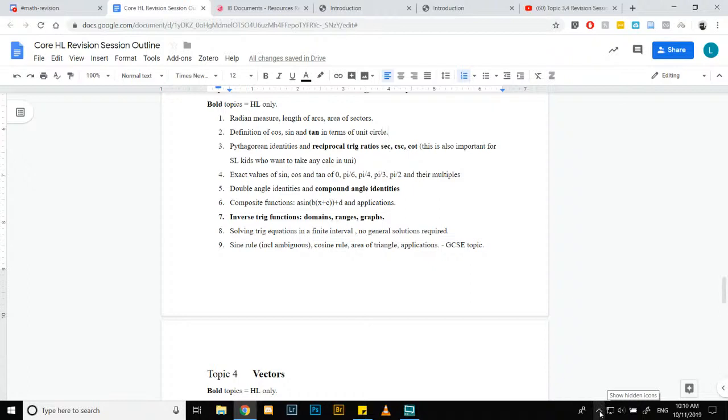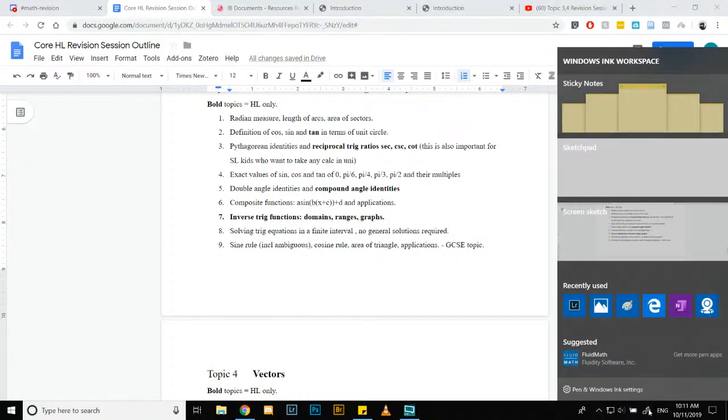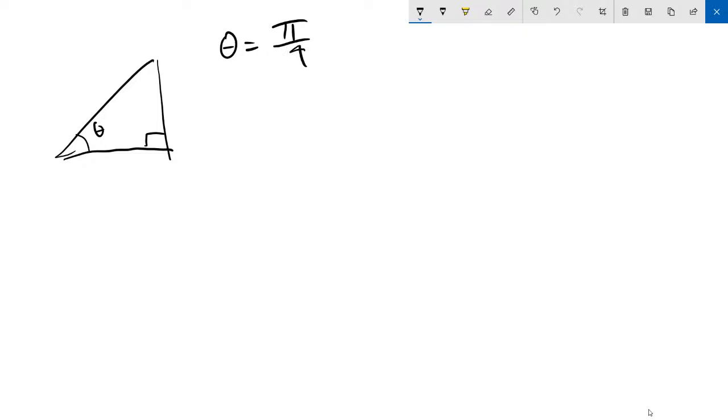There are a few different triangles I think I should just go over. The first triangle is the one where theta is equal to pi over 4, so this is 45 degrees. That means this angle is pi over 4, and the 90-degree angle is pi over 2. This must be theta as well, so it's also pi over 4. If you note, this is an isosceles triangle, so this angle is equal to this angle.